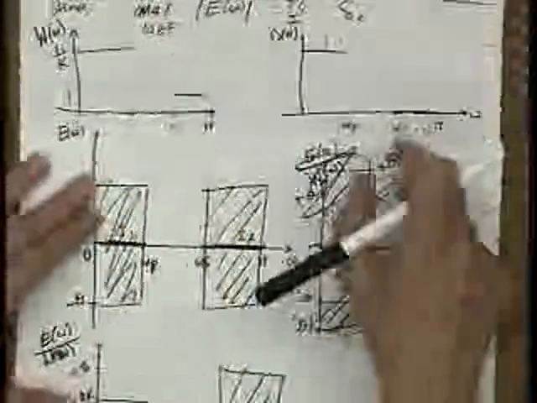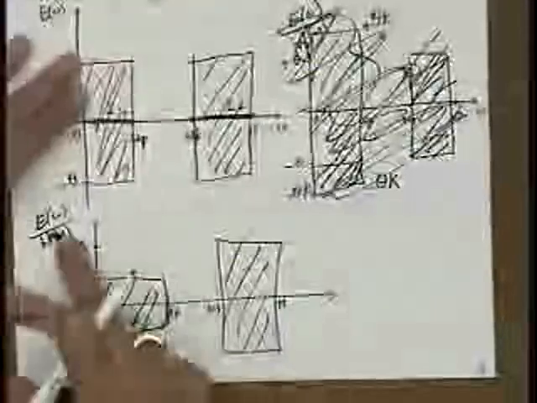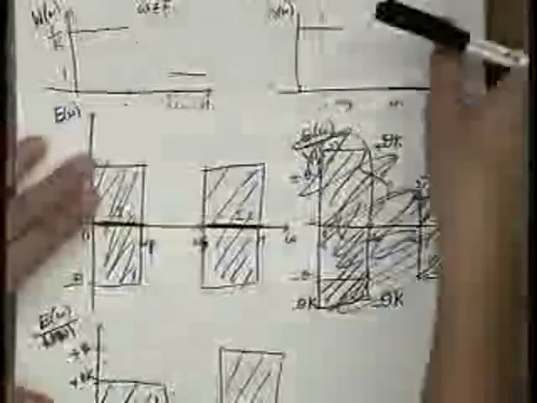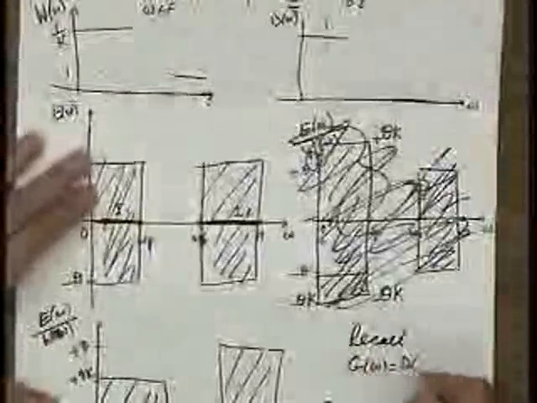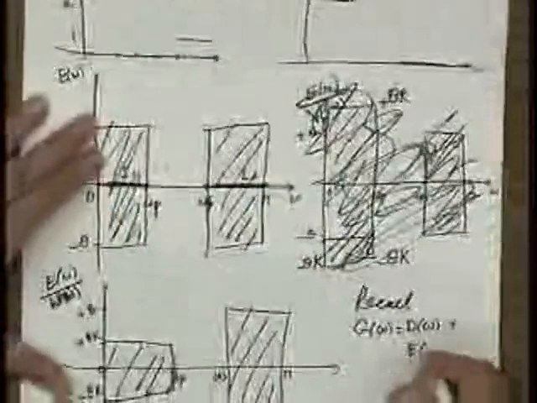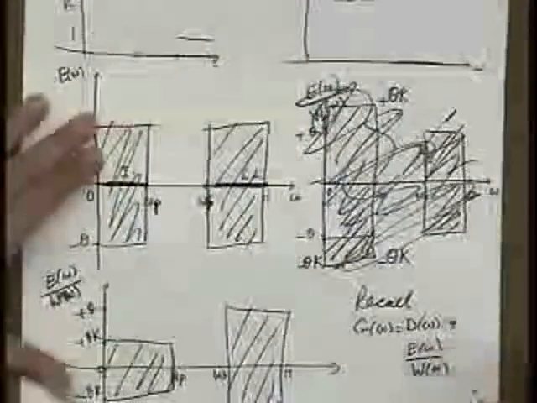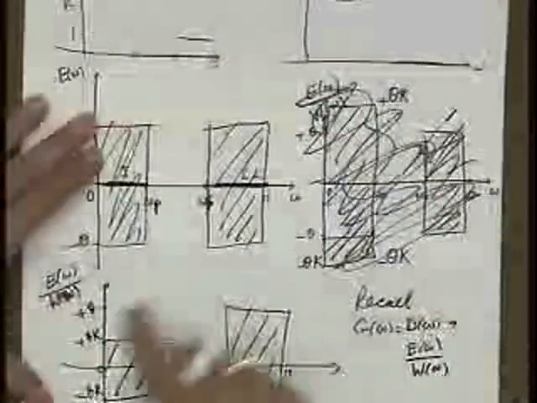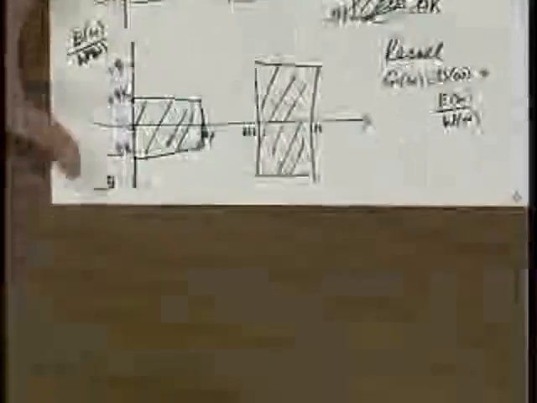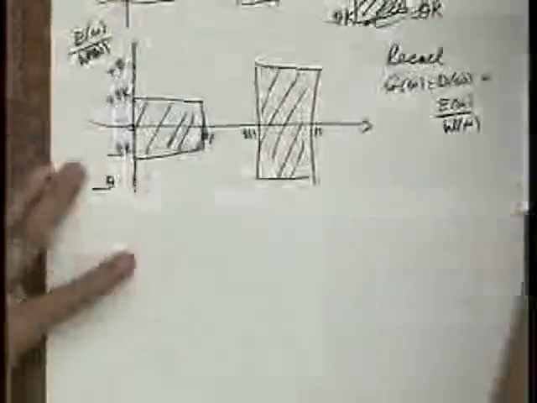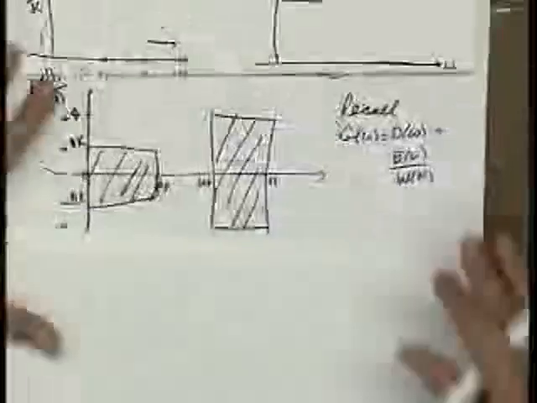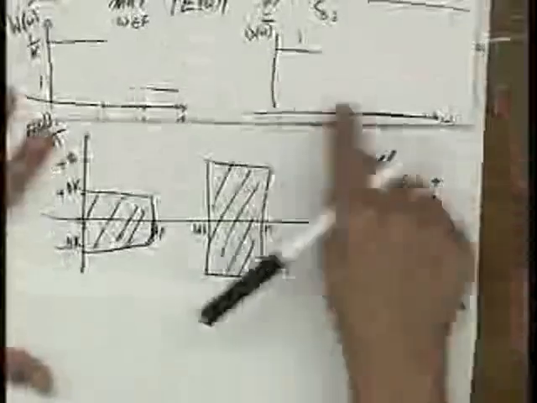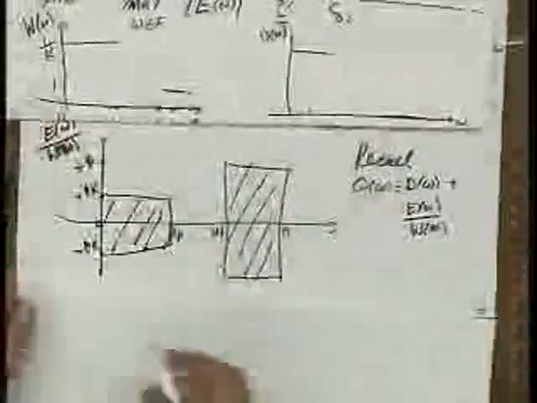If I add now D of omega, which is this plot, to E of omega over W of omega, so recall, let's say, G of omega is just D of omega plus E of omega over W of omega. So let's just add D to this thing and get a plot of G. So what do we get? Well, D looks like this, and E of omega over W of omega looks like this.